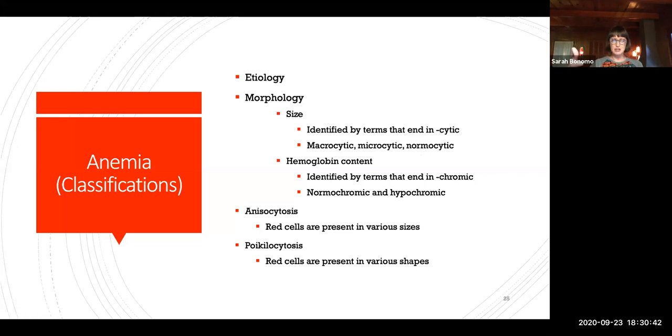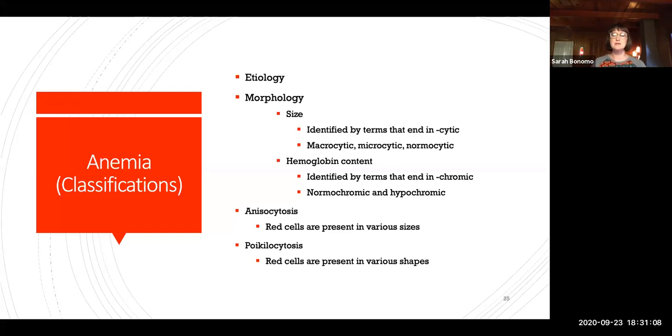So the etiology of anemia refers to what caused it to happen. So again, those are those things from the first slide that we talked about. So that's an impaired ability to produce erythrocytes. It can be related directly to blood loss. So you've actually just lost erythrocytes. It can be increased destruction of those red blood cells or a combination.